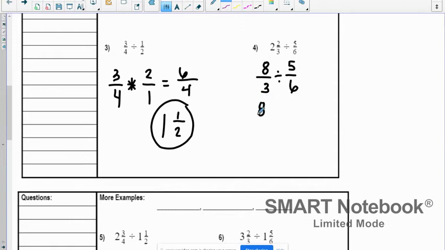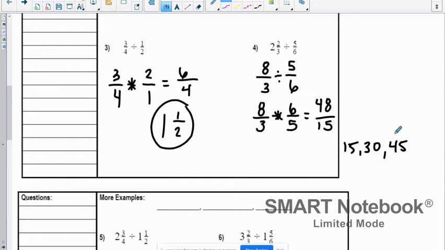So 8/3 stays the same. Division changes to multiplication. 5/6 becomes 6/5. 8 times 6 is 48. 3 times 5 is 15. Now you're going to ask yourselves, how many times can 15 go into 48? So it would be 15, then 30, then 45. You can always count by 15s or count by that number to help you out. So I see 45 is the closest we can get.